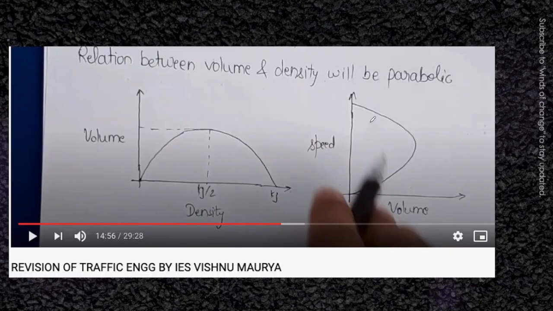You can watch the graph here. This is the graph of speed versus volume. If you increase the speed, then the volume will increase, and after reaching an optimum speed, this is the optimum speed, now what will happen? The speed is being increased, but the volume is being decreased, because the distance between the vehicles will be increased to a very high value. So that is why it will decrease.